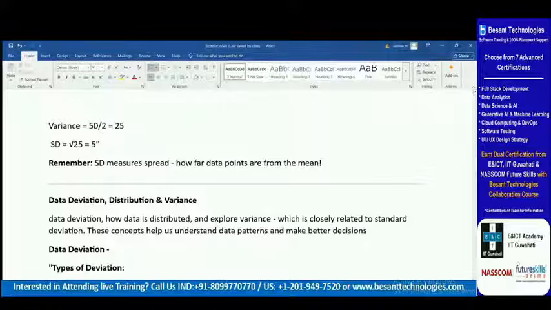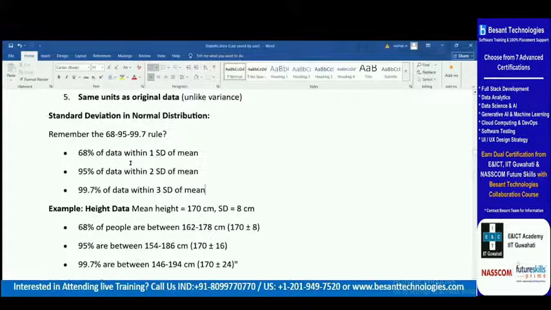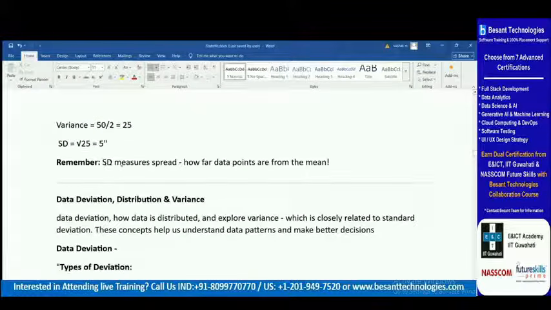In one point, you can say that standard deviation measures spread. How far your data points are from your mean can be calculated using the standard deviation.